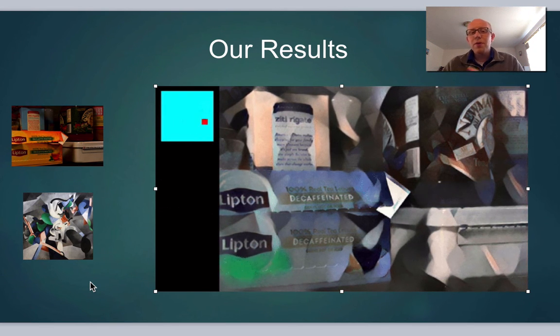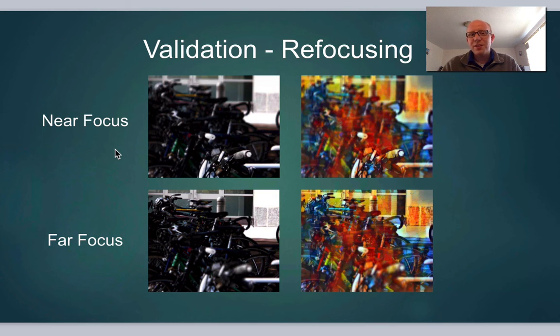But the most important thing of all, and the coolest thing of all, is that we maintain the light field properties that we were expecting. So that light field image still can refocus. So here's an example of a light field image of a bike rack. And we can take that light field image and we can bring it near focus. So the handlebar in front is in focus. And then we can move it to far focus so that the handlebars in back and this pole are in focus. But we can do that with the stylized light field as well.